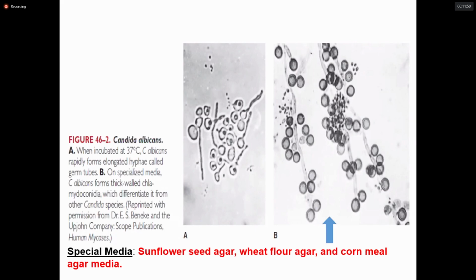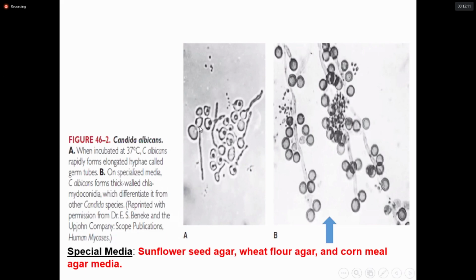There are special media you can say in which you can see well-grown chlamydoconidia. And this can differentiate it from other types of candida. Candida albicans can show these chlamydoconidia. So chlamydoconidia is one of the characteristics of Candida albicans.